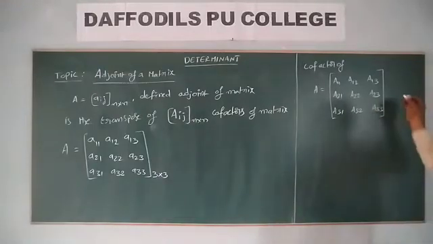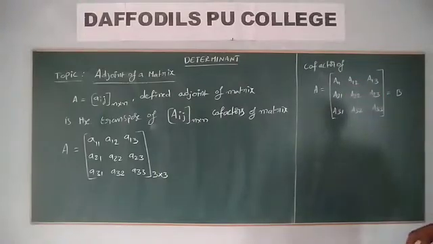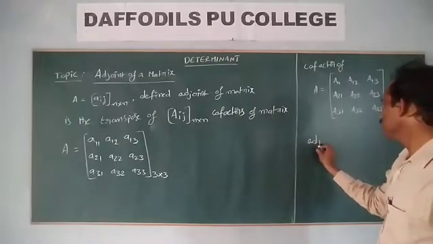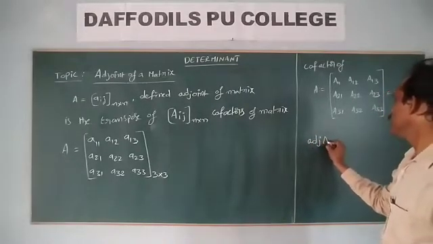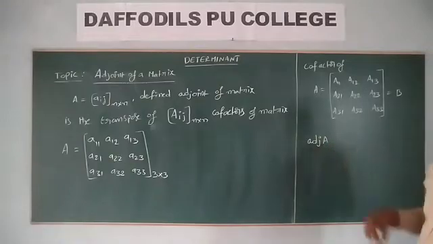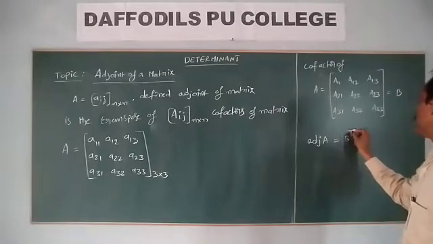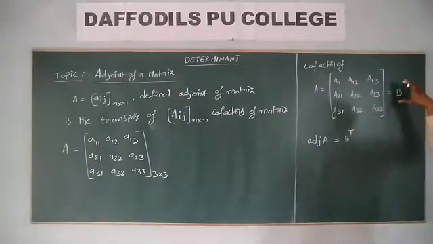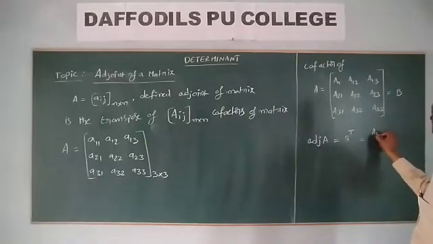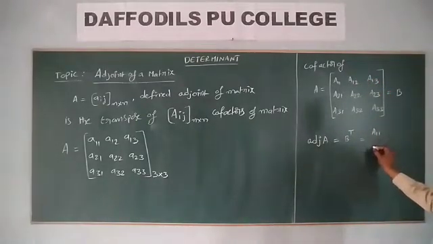Let this cofactor matrix be B. So we take the transpose of this one, B transpose. The adjoint is denoted by adj A, the shortcut. The adjoint of a matrix is the transpose of B. What is a transpose? Rows and columns are interchanged.